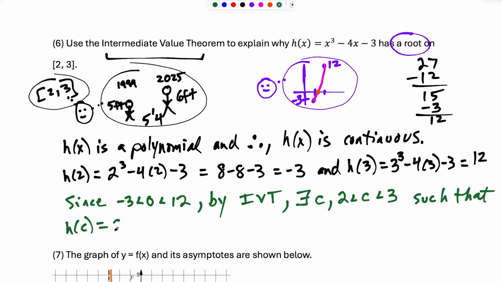They're not actually telling us to find the value c. They're just asking us to explain why the function has a root. Okay, so this is how we would write our response here for full credit. We just mention that the root is between the function values here. It's between -3 and 12. So by IVT, at some point the function is going to reach a height of 0.